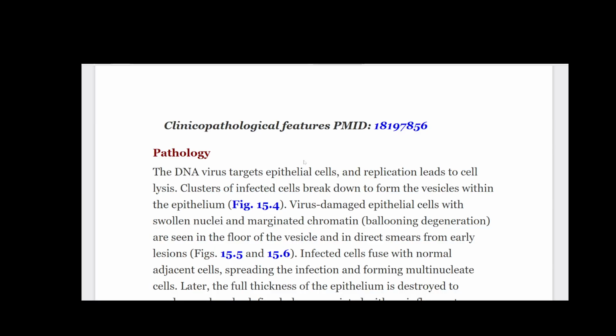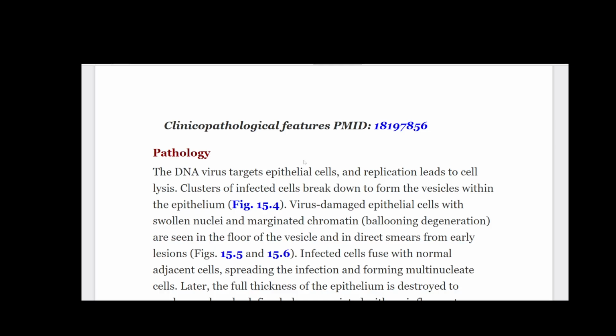and in indirect smears from early lesions, Figs. 15.5 and 15.6. Infected cells fuse with normal adjacent cells, spreading the infection and forming multinucleate cells. Later, the full thickness of the epithelium is destroyed to produce a sharply defined ulcer associated with an inflammatory infiltrate.